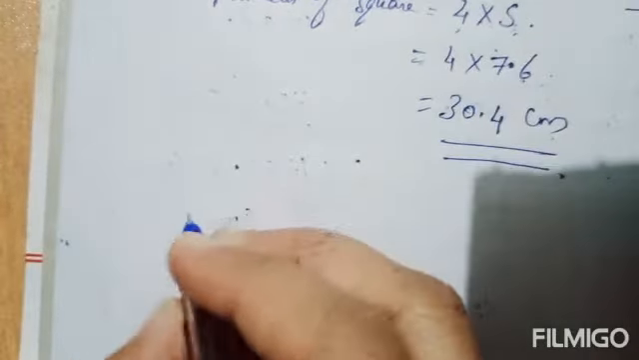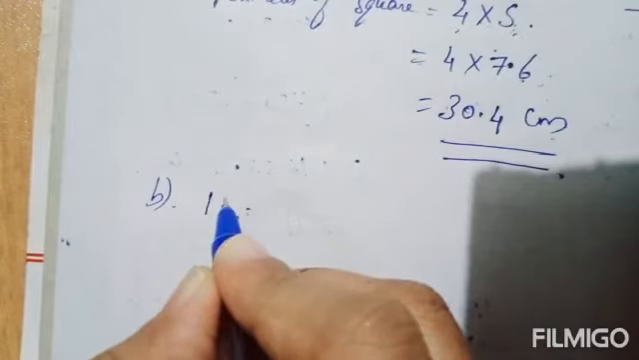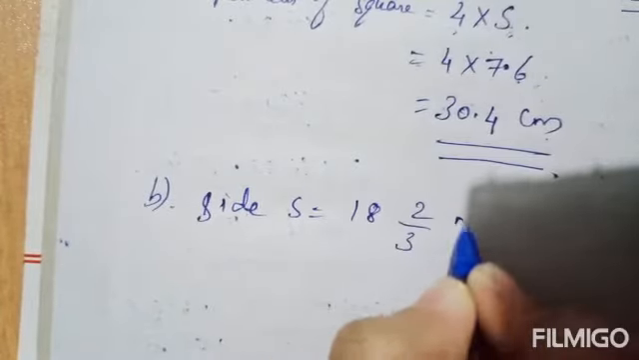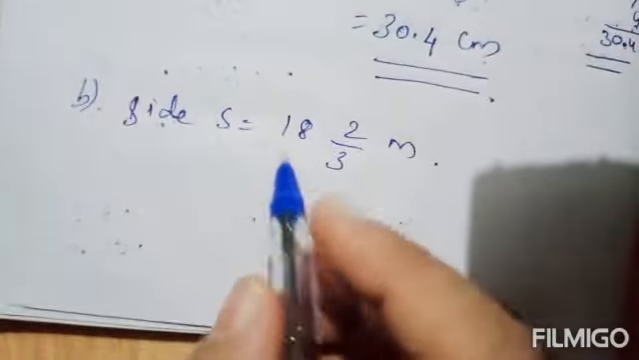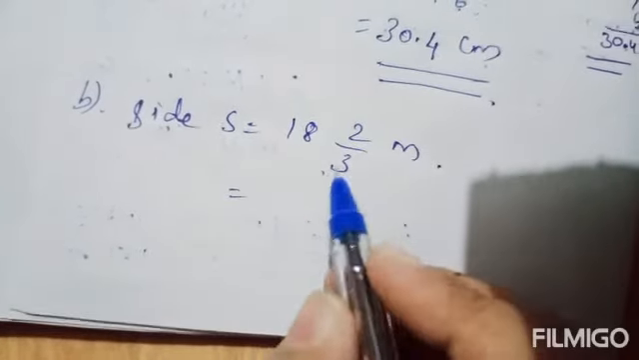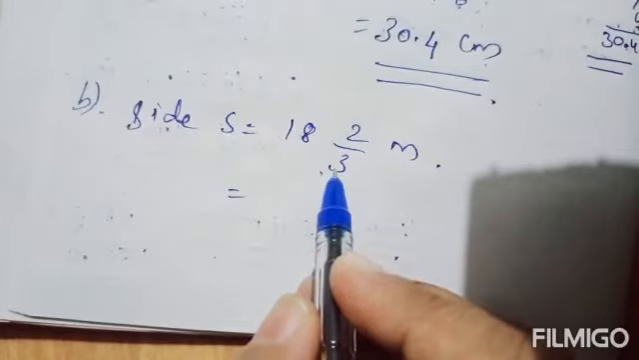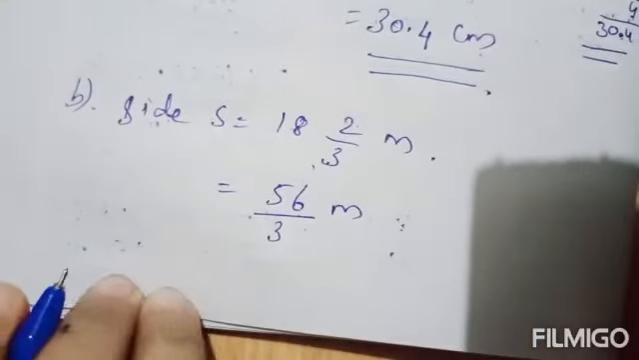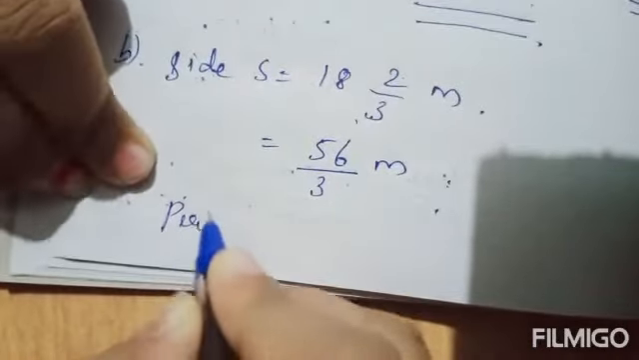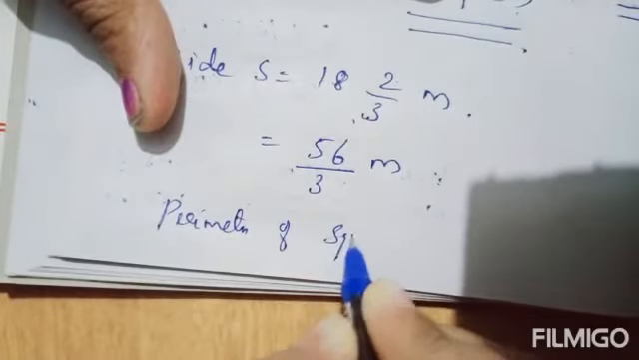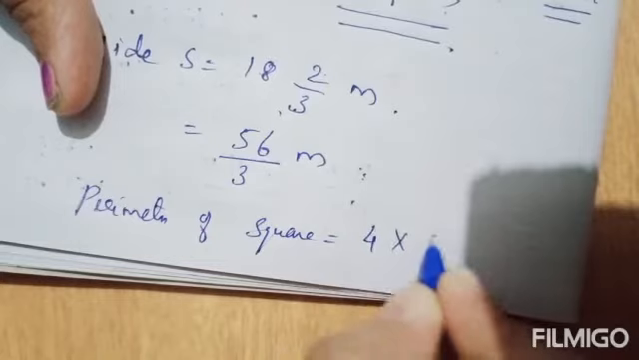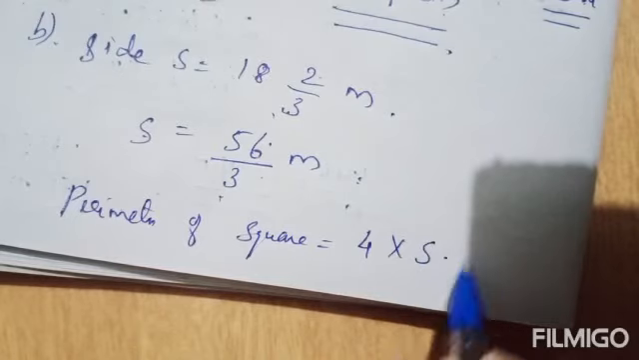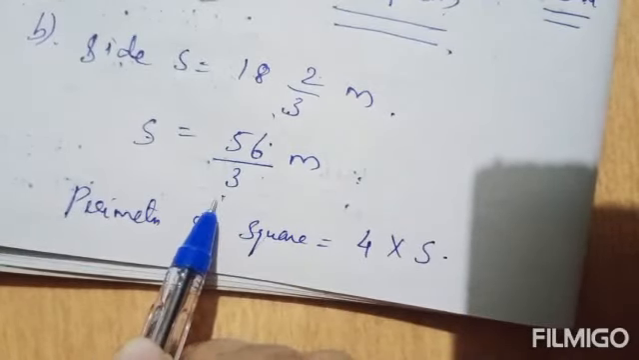Okay. In that second question, side S is given 18 2/3 meter. Okay. So first we can convert this to improper fraction. So 18 into 3, it is 54. 54 plus 2, you will get 56/3 meter. Okay. Now what is the formula for finding the perimeter of square? That we know, 4 into S. Now substitute S equal to 56/3. Okay. For this S you can substitute 56/3.